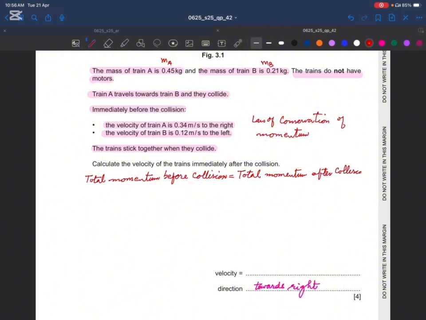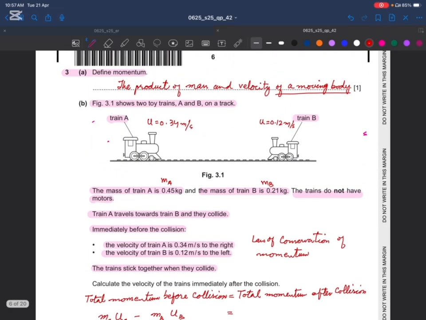So what is the total momentum before collision? Simply, you can say that the momentum of body A minus momentum of body B. Why are you taking minus? Because the velocity of the train B is towards left. So what actually we are considering? Right is positive, left is negative. And we also know that momentum is a vector quantity. So when you use the concept of vector, obviously the direction is very important.